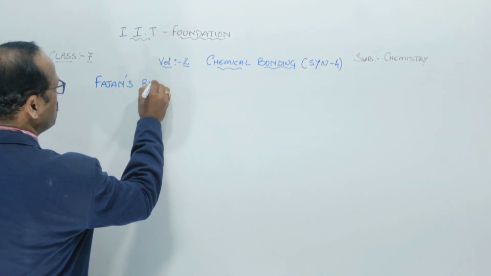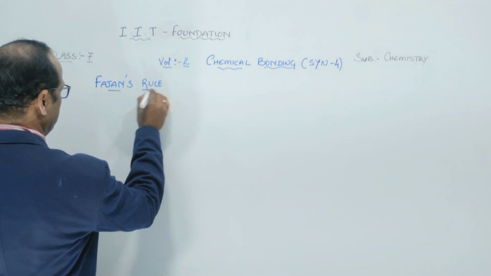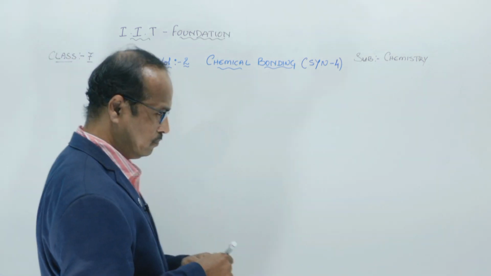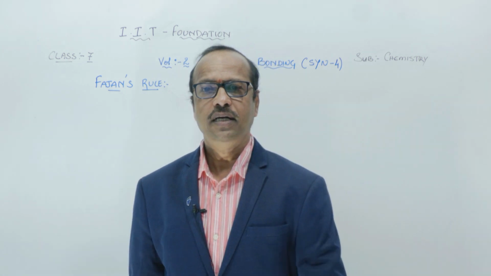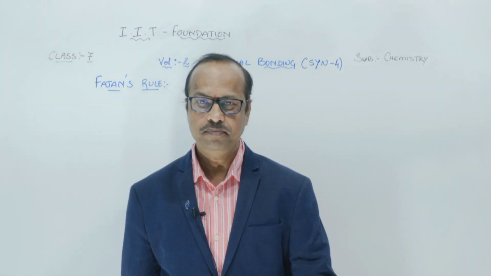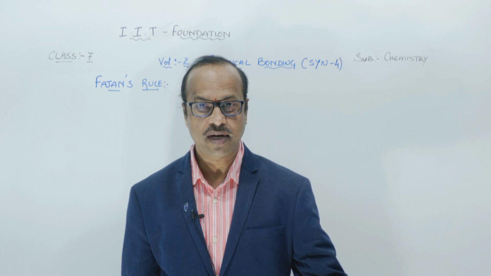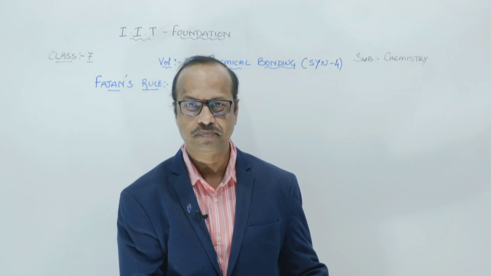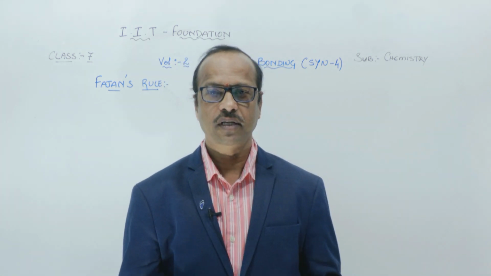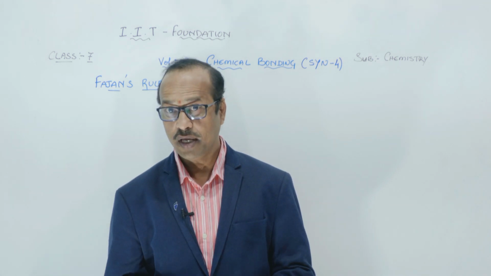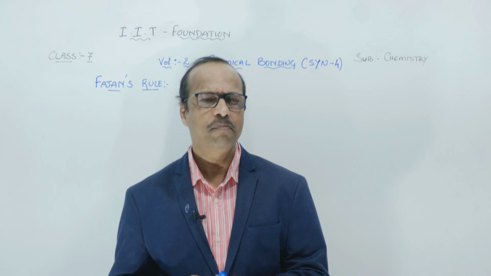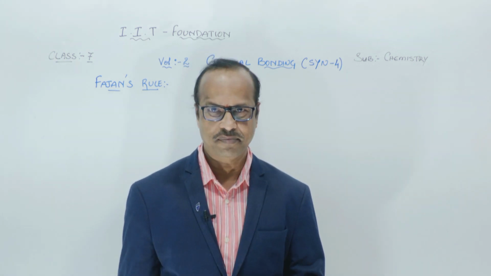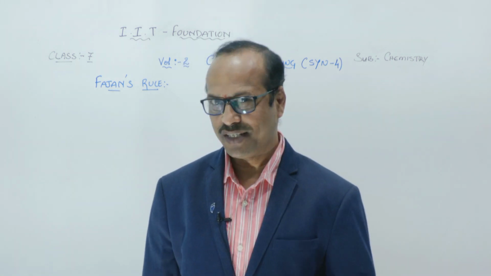If you see Fazan's rule, it looks similar to the factors which affect the formation of ionic bond. What are the factors we discussed? It looks similar, but a little change is there. So what is the change?